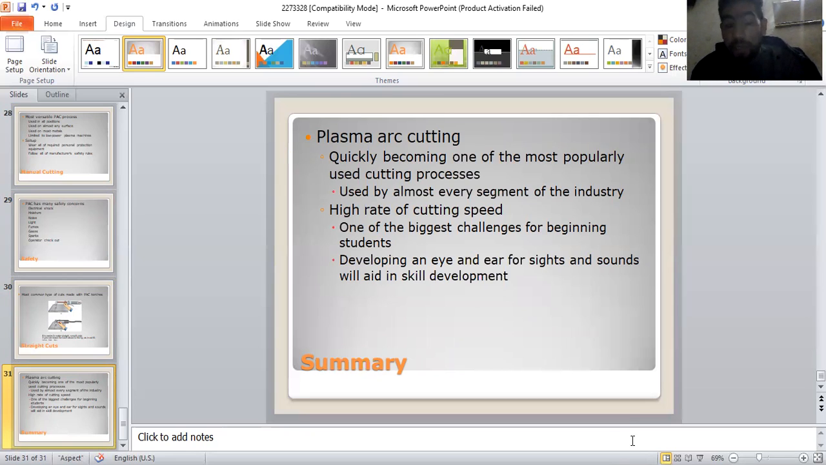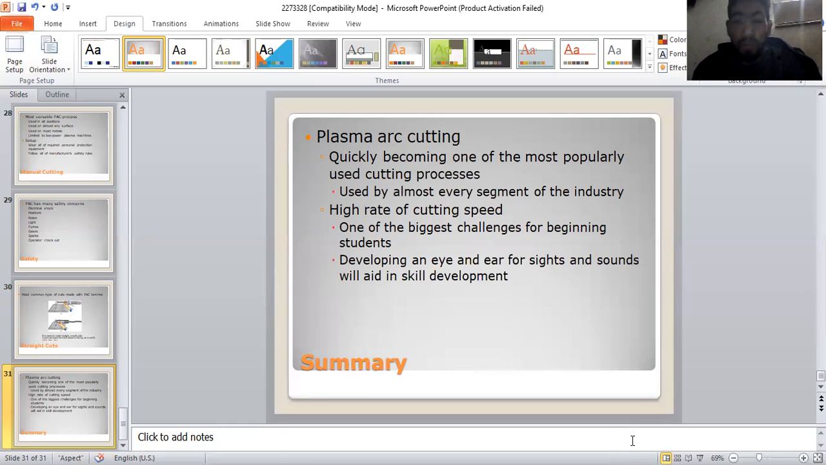It has a high rate of cutting speed. In plasma arc cutting, we don't need to consider the thickness of the material. By using this process, a lot of problems get solved which cannot be solved through laser cutting. There are a few things which are challenging.